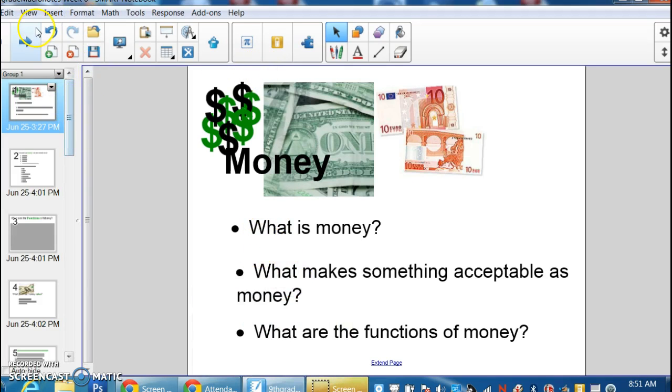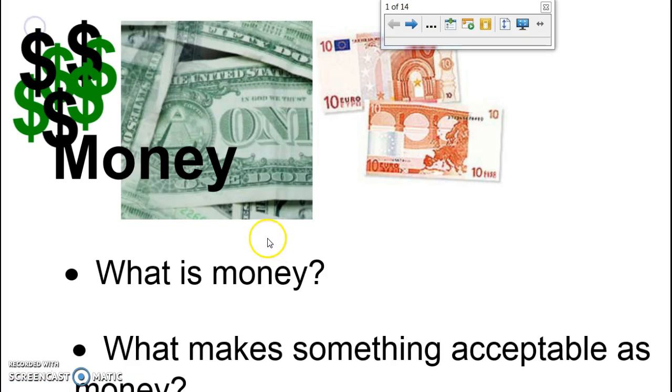This week we're going to learn about money, the functions of money, and the money market. So the first question is, what is money? What makes something acceptable as money? And what gets used as money?